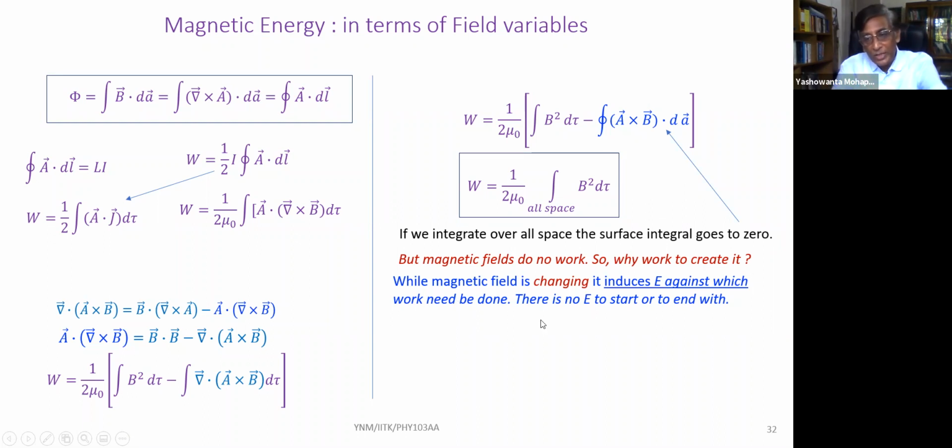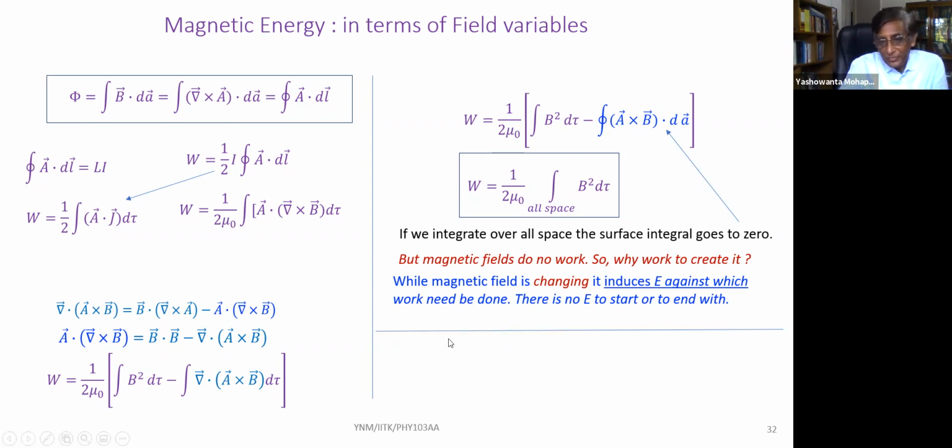to store it. So in the whole problem, there is no E to start with, because you started with 0 magnetic field and you have ended up with magnetic field B. There is no E anywhere inside, but going from 0 to B in setting it up, you have to work against the induced electric field, and hence that is the work that gets stored in the magnetic field.